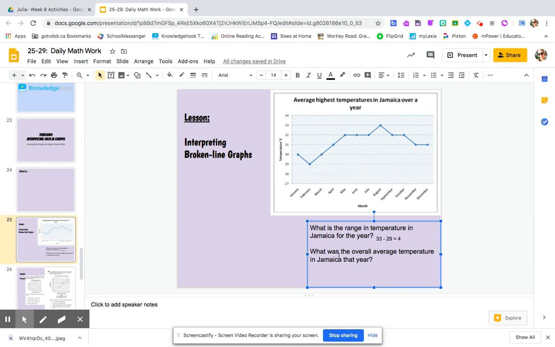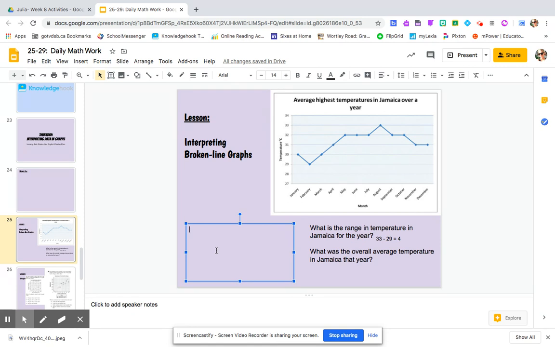It says, what was the overall average temperature in Jamaica? So each of these are the monthly averages. What was the overall average? Now, when we look at average, if it says average, it's typically asking for the mean. So to find the mean, we are going to add up all the numbers that you see in the graph here.